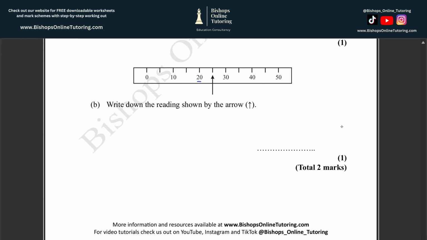And finally, write down the reading shown by the arrow. So we've got 20 on one side, 30 on the other side. There's only one interval between the two numbers, so that has to be the midpoint. So that would be 25.